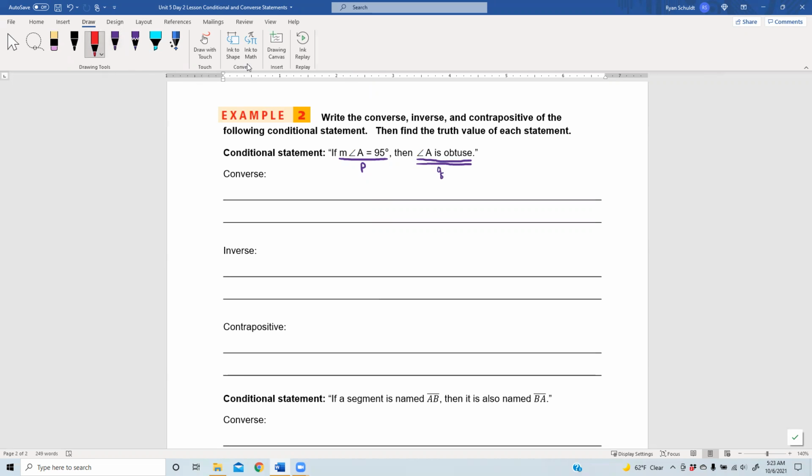So now for the converse, what do we need to do? We need to flip them. If Q, then P.